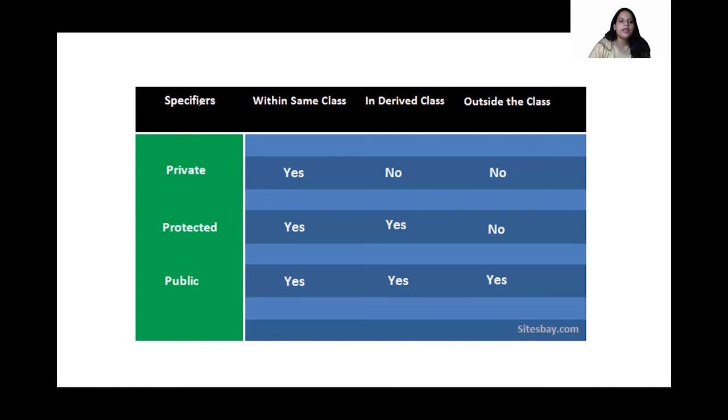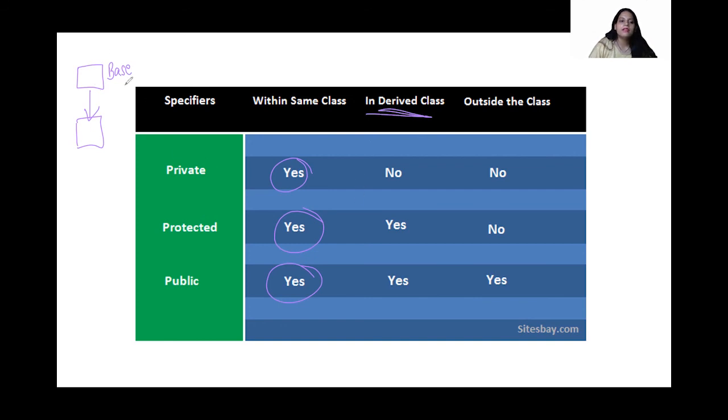So we have the private, protected, and public specifiers. Now within the same class, can we access private? Yes, it can be accessed. Protected also we can access. Public also can be accessed. In a derived class, now derived class is nothing but inheritance. When we do inheritance, I have a base class and a derived class. Suppose I have base class members under these specifiers, can I access them?